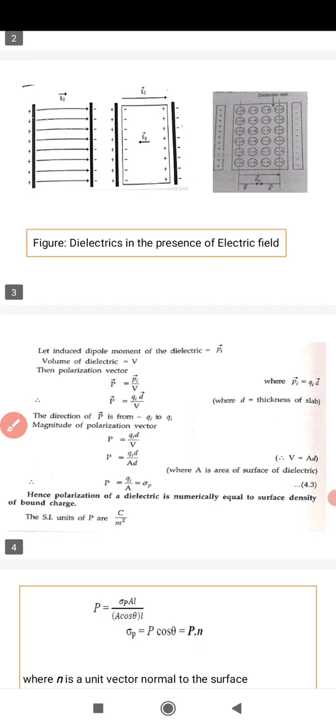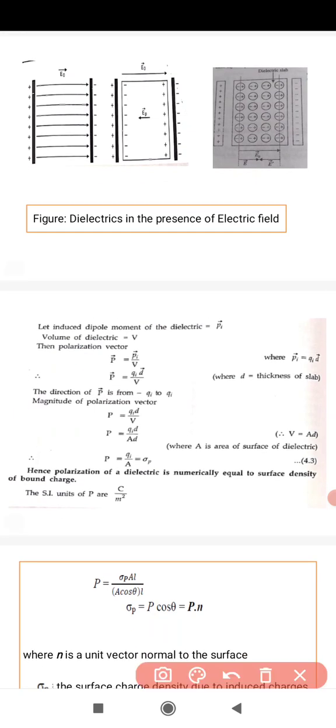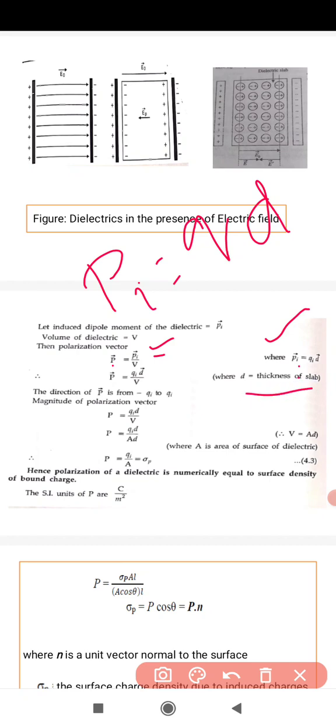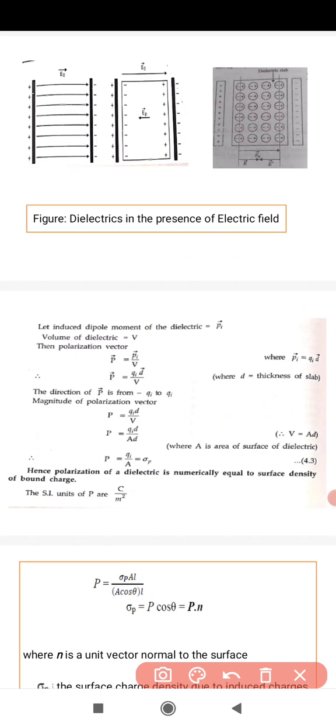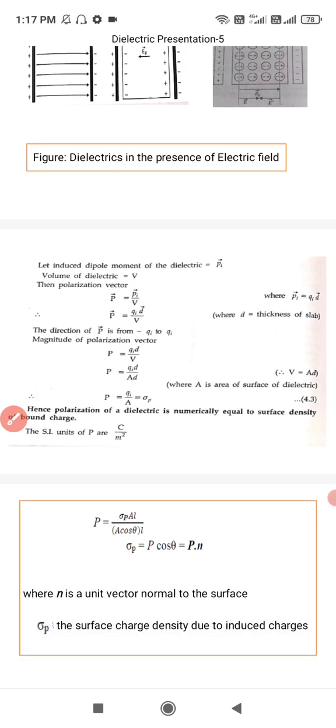Now we know that the polarization vector is defined as the ratio of dipole moment per unit volume. Therefore, capital P is equal to p i divided by capital V. Here p i is the induced dipole moment, which is the product of the charge and the distance, or thickness, of the dielectric slab. Next, the direction of the polarization vector is represented in the opposite direction, that is, from minus Q to plus Q.